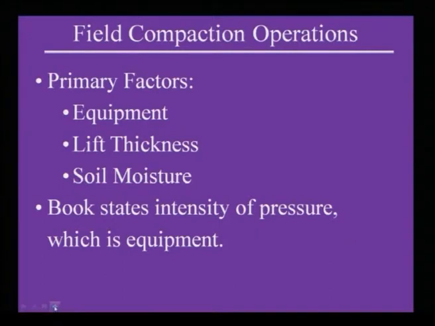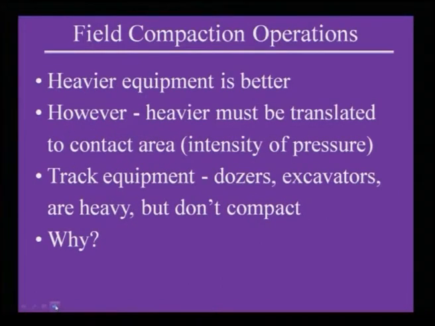The intensity of pressure comes from the equipment. Heavier equipment is generally preferred or better, however, heavier must be translated to contact area, that means intensity of pressure. Track equipment, like dozers and excavators, is heavy, but remember it does not compact. Excavator means it will excavate, so it will not compact.